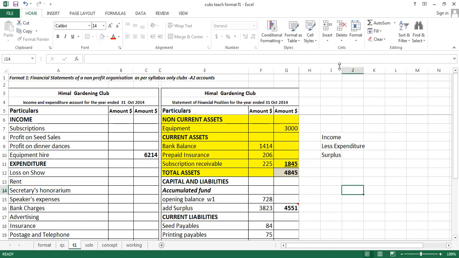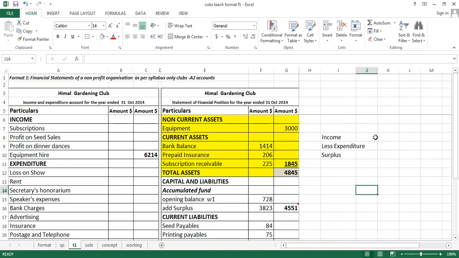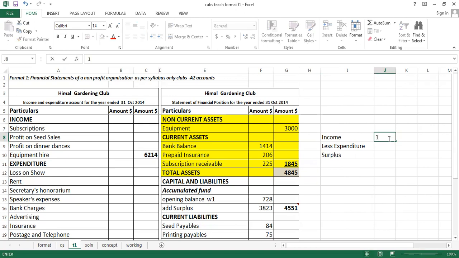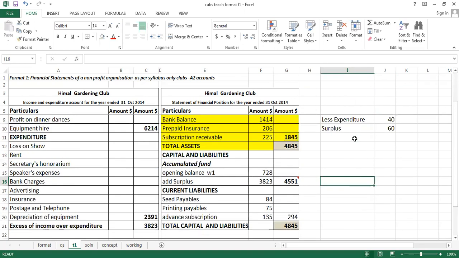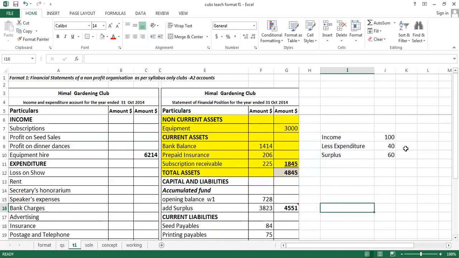So what I am trying to say is that when you make an income and expenditure account, first we list out the total income and then add it up. Suppose the income comes to, let's say, 100, and then you list out all the expenditure and add it up. Let's say it comes to, suppose, 40. Now you can see that income is greater, so the difference is your profit. 100 minus 40 is your profit, which is called a surplus, or you can also term it as excess of income over expenditure. Now sometimes you might have a scenario where expenditure is greater. In that case, you use the word deficit.